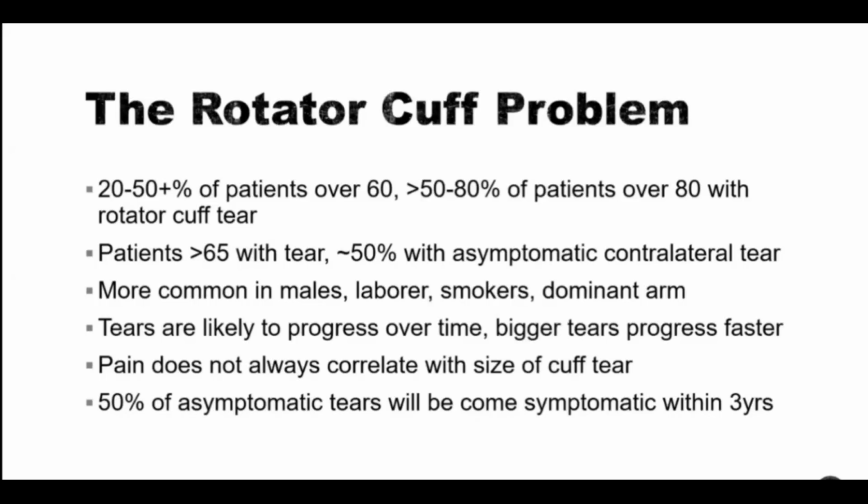Patients over the age of 65 with a tear, about 50% of them will have an asymptomatic contralateral tear. More common in males or laborers, those that smoke, that's definitely a major risk factor, and dominant arm. Tears are likely to progress over time, and bigger tears progress faster. We can't say definitively, oh, your tear is this big, it's going to progress this much in this period of time. Like we can't be that specific.